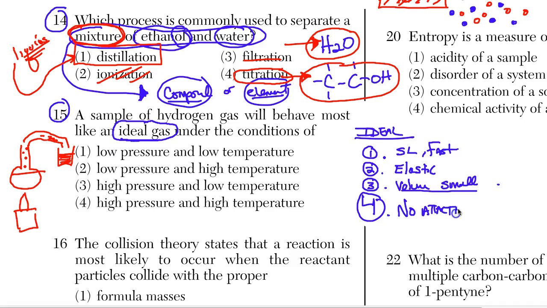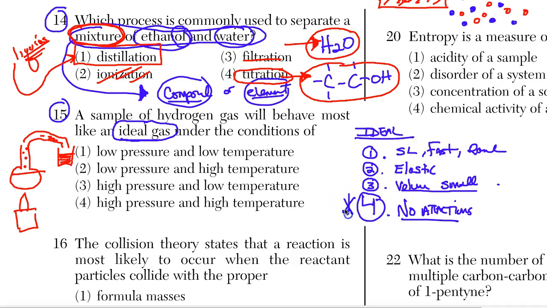There's no intermolecular attraction. So you can have the world's most beautiful person to the left and to the right of you, and if you're an ideal student, you have no attraction to them. You're just focused on the teacher. And that's why you're able to be an independent random particle. That's important.